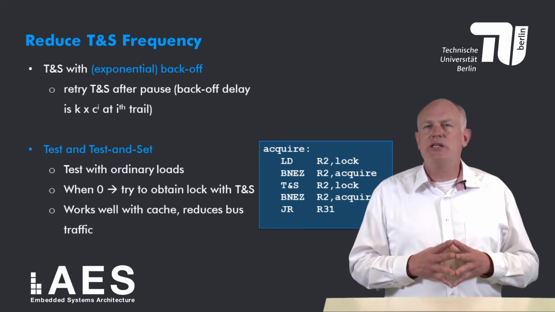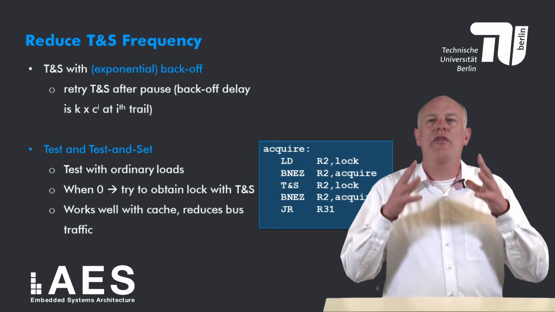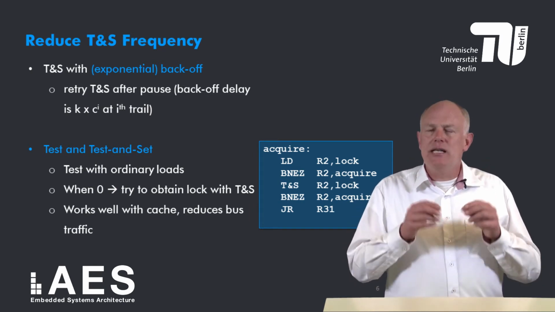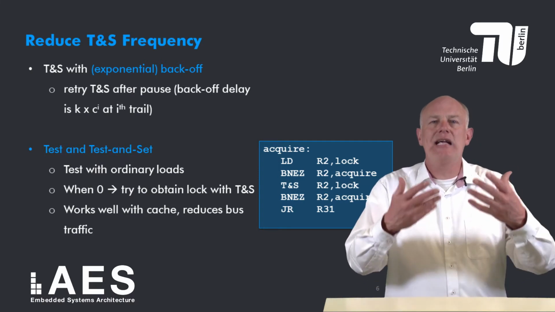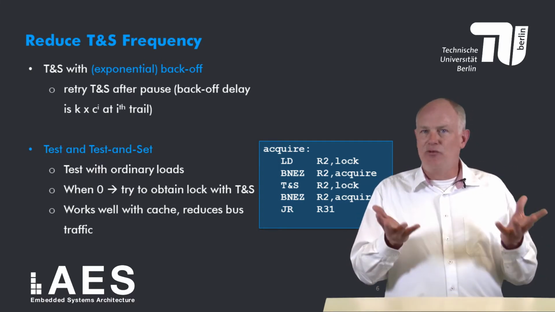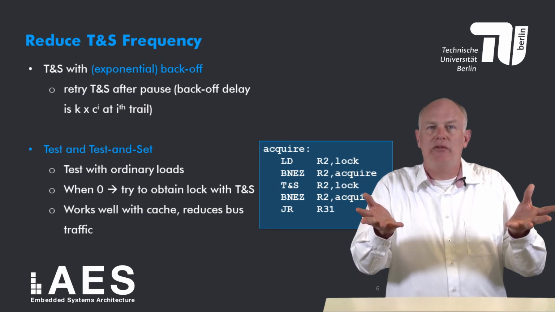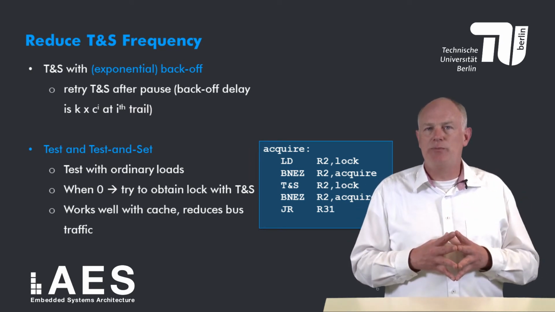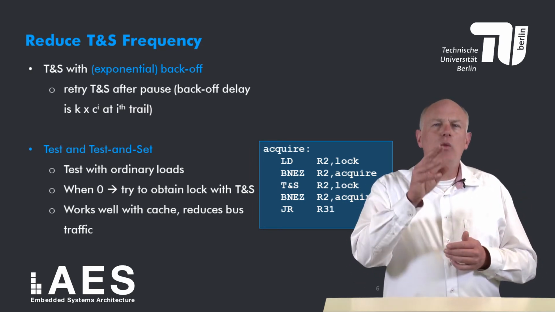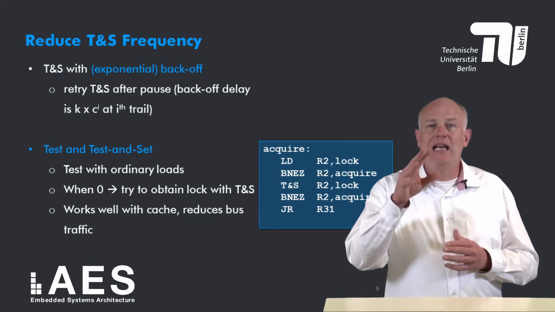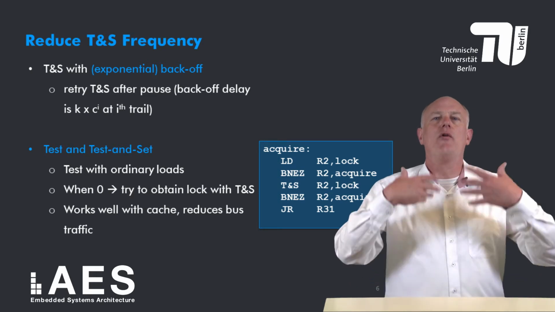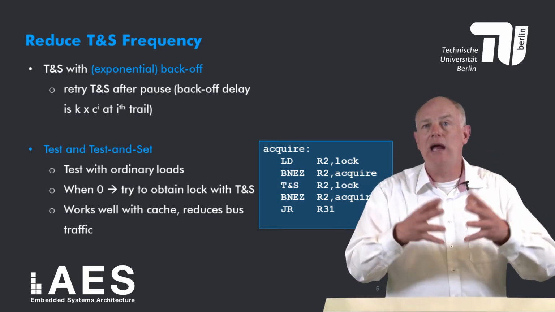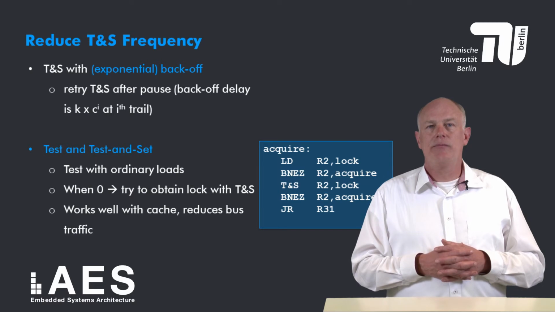The benefit of this approach is that it works well with caches. The processor can spin on its own local copy of the lock variable as long as the lock is held. Since read hits don't generate bus traffic, this considerably reduces bus traffic. Only when the thread holding the lock releases it, it will invalidate all other copies, forcing the threads trying to acquire the lock to fetch it again.